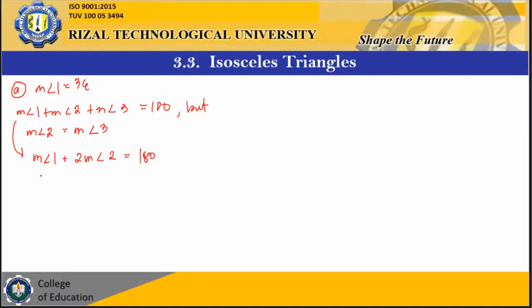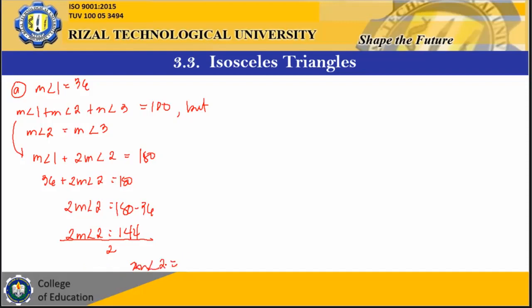So by substitution, I have 36 plus twice the measure of angle 2, 2 times the measure of angle 2, is equal to 180. I have 2 times the measure of angle 2 is equal to 180 minus 36, which is 144. Dividing both sides by 2, the measure of angle 2 is 72. So therefore, the measure of angle 2, and the measure of angle 3, is also 72. Naintindihan po ba? Yes po.